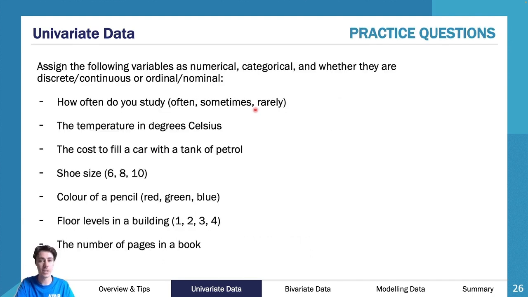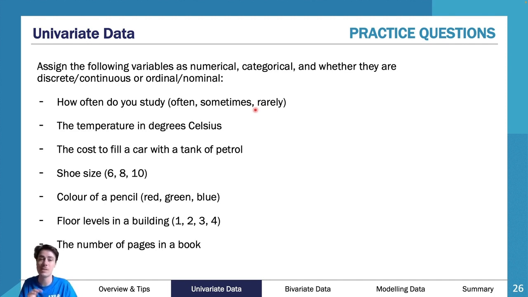So here's a really quick question for you. If you're playing along at home, pause your video now just quickly and go through and name each of these. So I'd go through the first one and say, all right, how often do you study? Often, sometimes, rarely. Well, if I said, how much did I study in hours? I think that's sort of like a category. I think that's like a numerical.